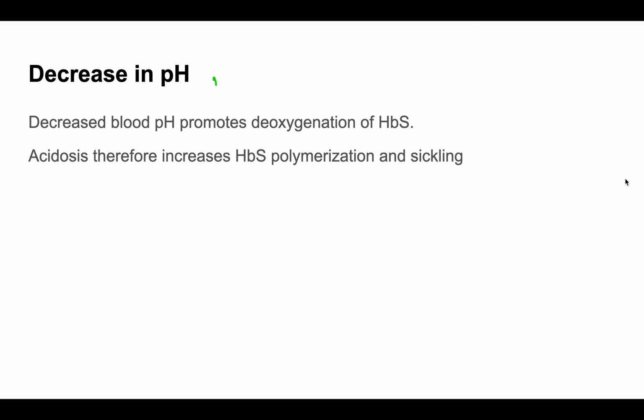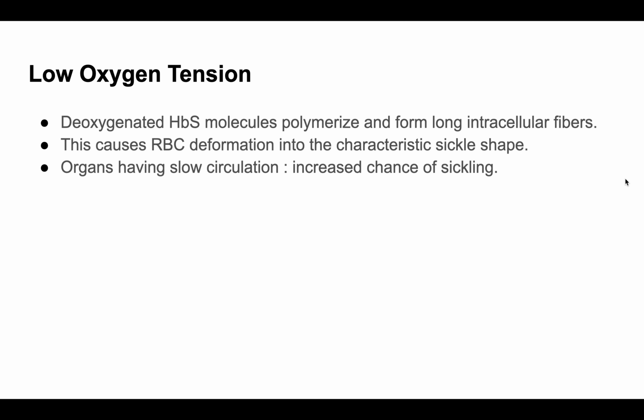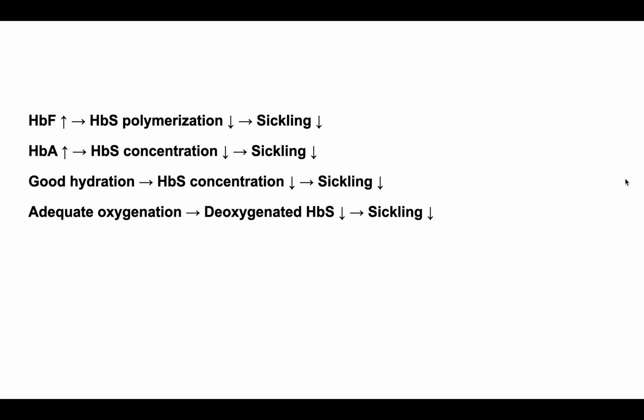Then decrease in pH also promotes deoxygenation because it also leads to polymerization of the HbS. And lastly, low oxygen tension. This is the most important reason behind sickle cell anemia, that deoxygenated HbS molecules polymerize, they form long rods or fibers, and this causes the typical sickle shape. So this is the reason behind that.